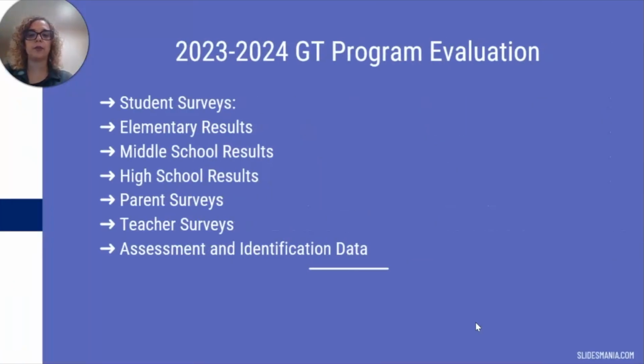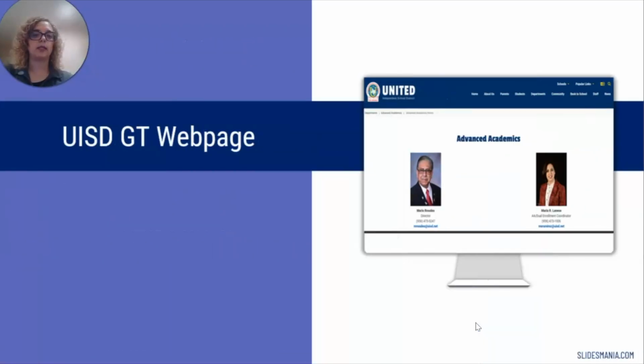2024-2025. And then for the 2023-2024 GT program evaluation, there were student surveys from elementary results, middle school results, high school results, parent surveys, teacher surveys, assessment, and identification data that goes throughout the school year with the GT committee that also assists the GT department with appeals, with transfers, and with furloughs, and of course with the identification process.